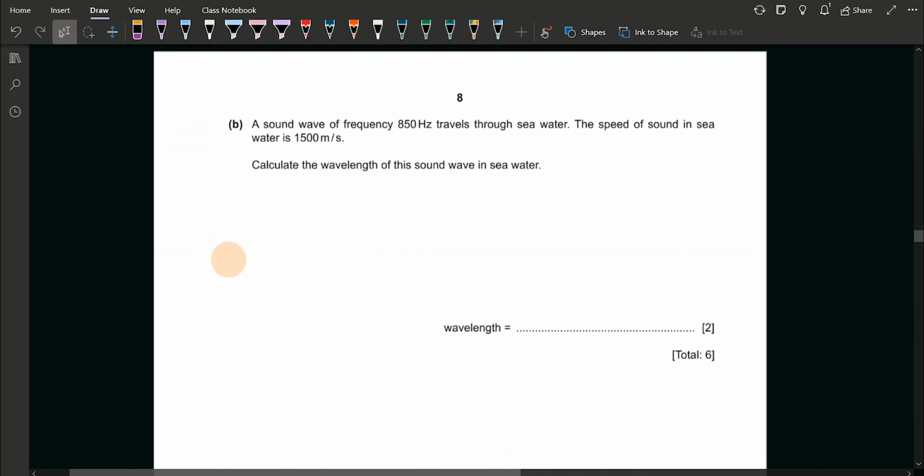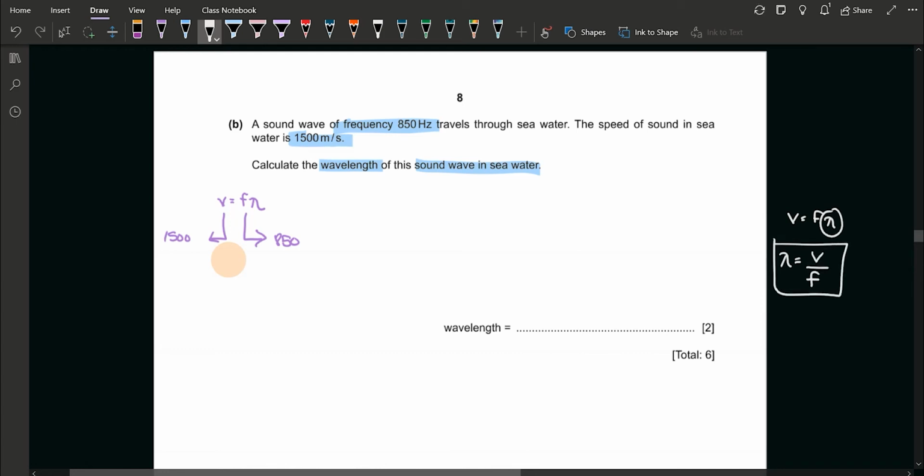Part B says a sound wave of this frequency travels through seawater. The speed of sound in sea is this. Calculate the wavelength of the sound wave in seawater. We have the formula, which is v equals f lambda, and we're given the speed, which is 1500, and the frequency, which is 850. What we can do is rearrange our formula. v equals f lambda, and we have to find the wavelength, which is lambda. So we get lambda equals v by f, and this is going to be our equation.